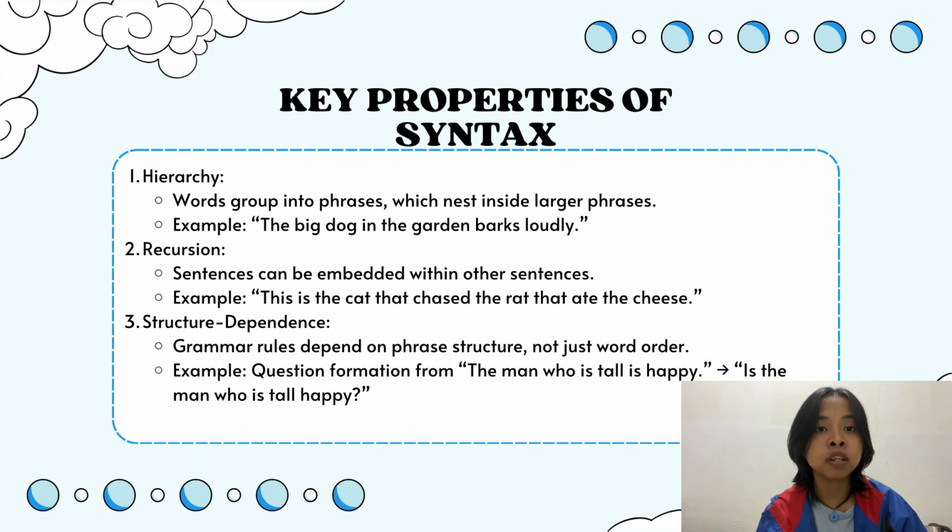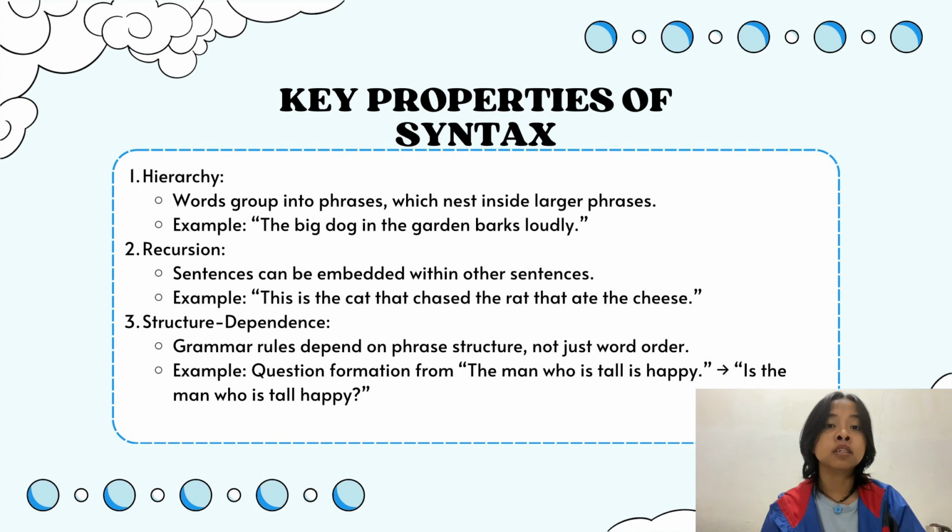For example, in the sentence, "the big dog in the garden barks loudly." The words "the big dog in the garden" are one family, a noun phrase. This family is the subject. Inside this big family, there is a smaller family, "the big dog," and another small family, "in the garden." So the sentence has groups inside groups.